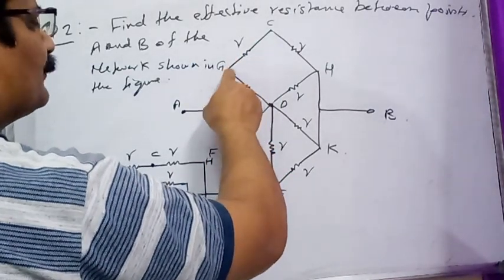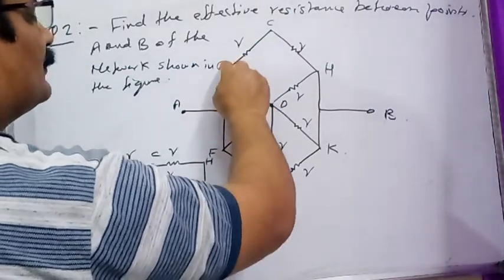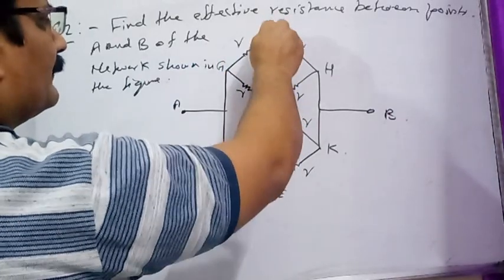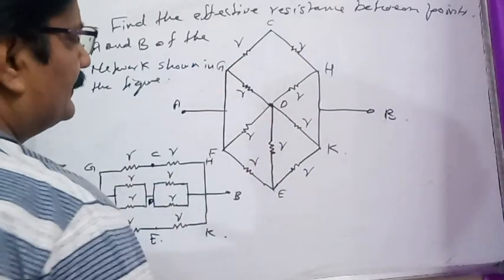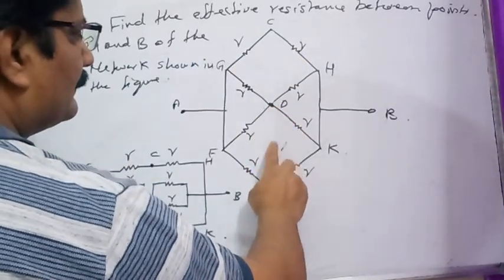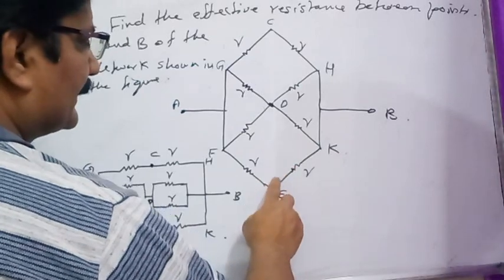As the potential difference between G and D is equal to the potential difference between G and C, therefore the current flow in the part C to D is 0. Similarly, there is going to be no current flow through this resistor.